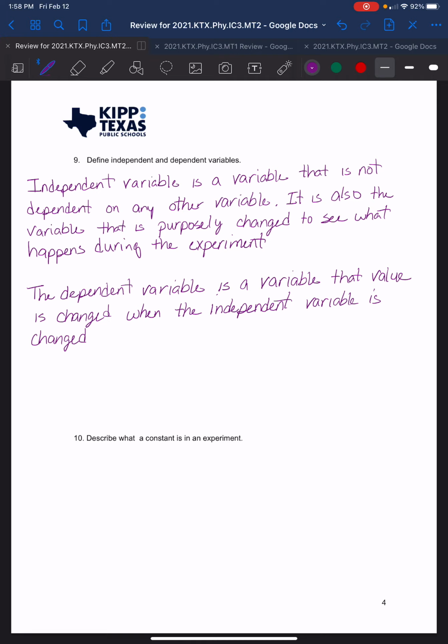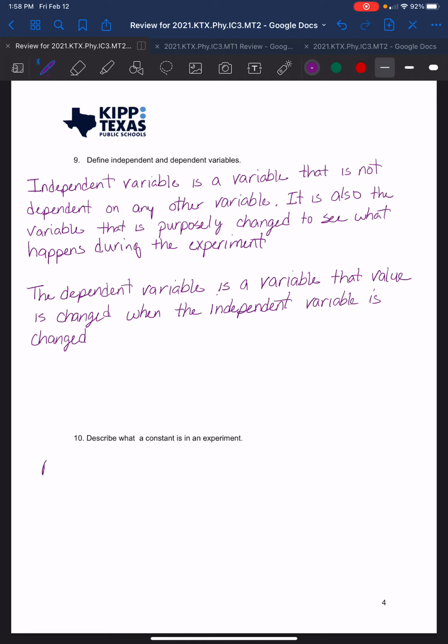In other words, we go back to when we first talked about this last semester. And if I make a change to my independent variable, my dependent variable values will change. But if I make a change to the dependent variable, it has no effect at all on the independent variable. And that's how you tell the two apart. All right, last question here. Describe what a constant is in an experiment. So a constant is the value that is held consistent throughout the experiment. It is the value that is not changed. It is uniform throughout the experiment.